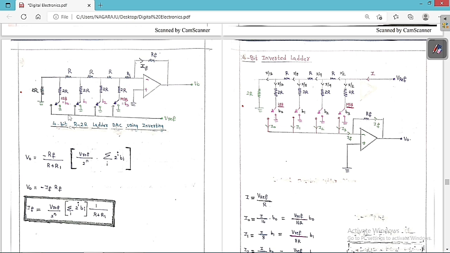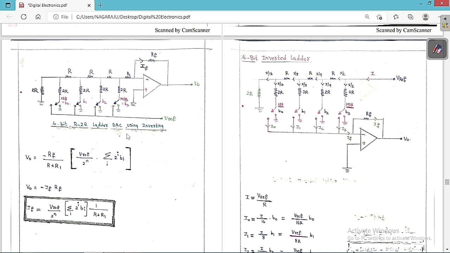No matter what switching we do, it will always be equal to R. Whether you connect to supply or to ground, if you want to find the Thevenin resistance, you have to short circuit the voltage source, so they are always connected to ground. So whether the switch is on or off, the Thevenin resistance is always equal to R itself.